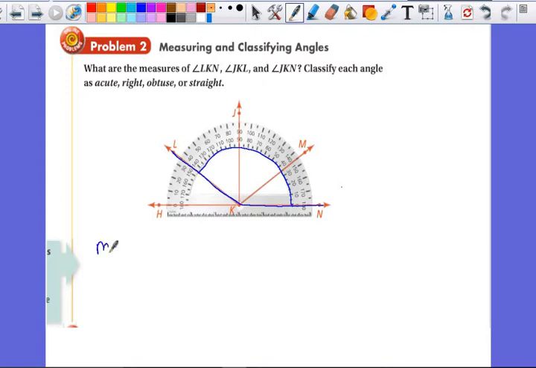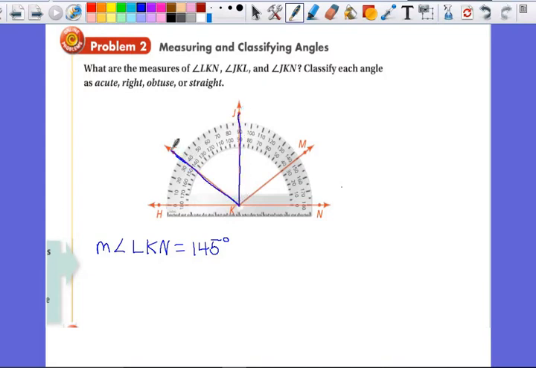So that's how we're going to represent the measure: the measure of angle LKN is equal to 145 degrees. All right? Then we've got to do the same thing for our other two angles here. Let's do JKL next. So if I start at J, go down to K, and then go to L.